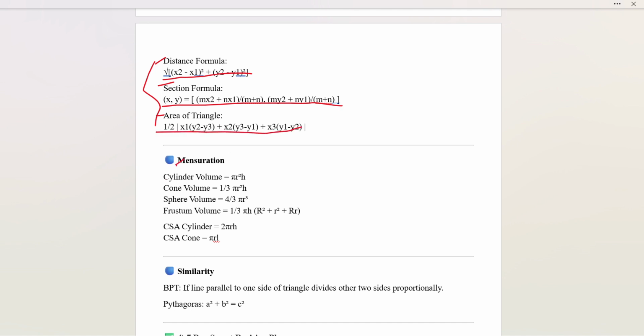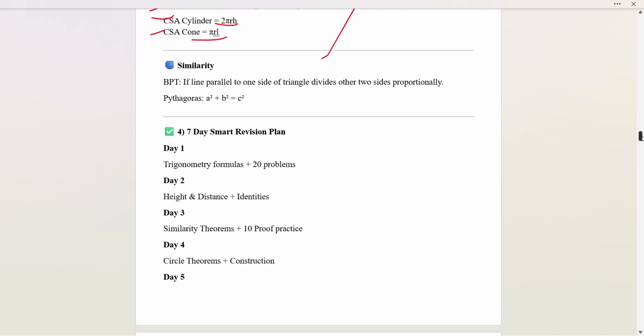It is mensuration. So from mensuration, it is cylinder volume, pi r square h, cone volume 1 by 3 pi r square h. Sphere volume is 4 by 3 pi r cube. Frustum volume is 1 by 3 pi h in bracket R square plus small r square plus R into r. So here CSA of cylinder is 2 pi r h, and CSA of cone is pi r l. So from mensuration there are these formulas. You can prepare a sheet every day to understand the formulas.